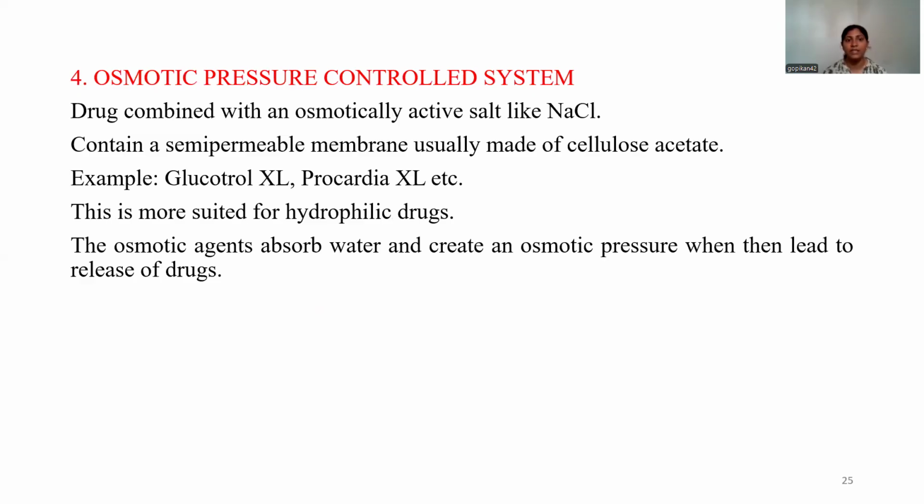And next is the osmotic pressure control system. The drug is combined with an osmotically active salt like NaCl, that is sodium chloride, within a semi-permeable membrane usually made up of cellulose acetate. Examples, Glucotrol XL and Procardia XL, etc. This is more suitable for hydrophilic drugs, and these osmotic agents absorb water and create an osmotic pressure, which then leads to the release of the drug into the bloodstream or the body fluid.